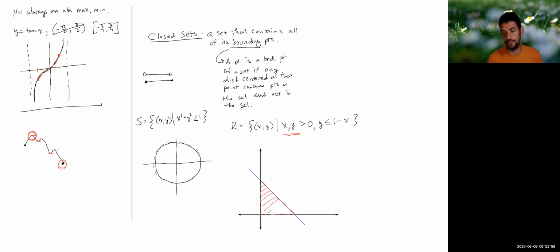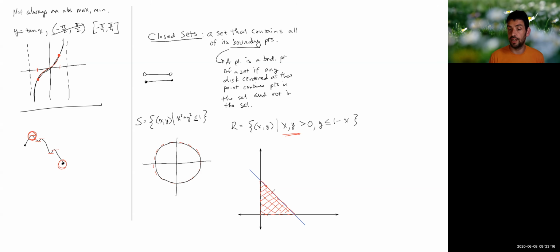So this set is the interior of this triangle. It includes the hypotenuse, but does not include the legs. So this set here is not a closed set, right? While it does contain some of its boundary points, right?